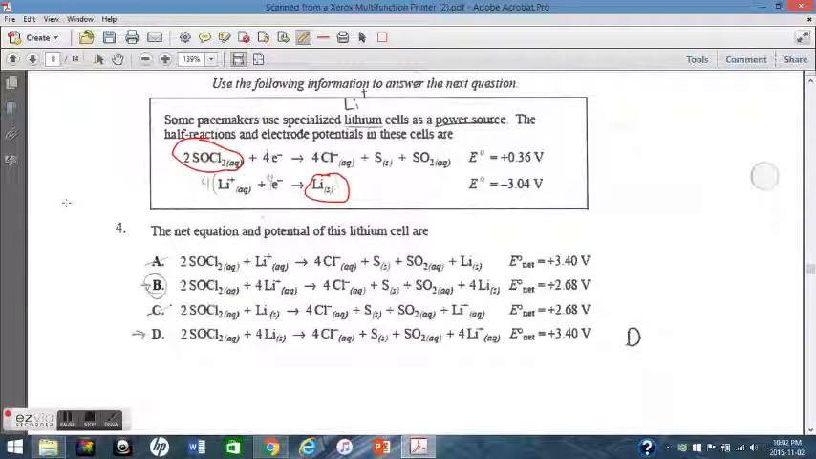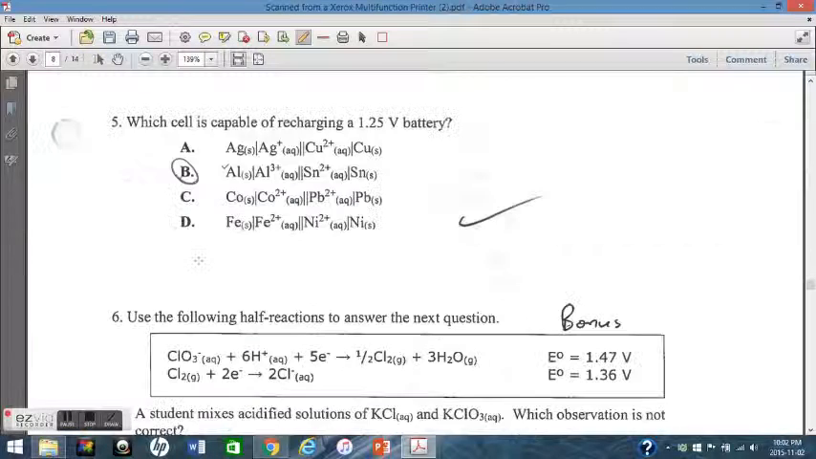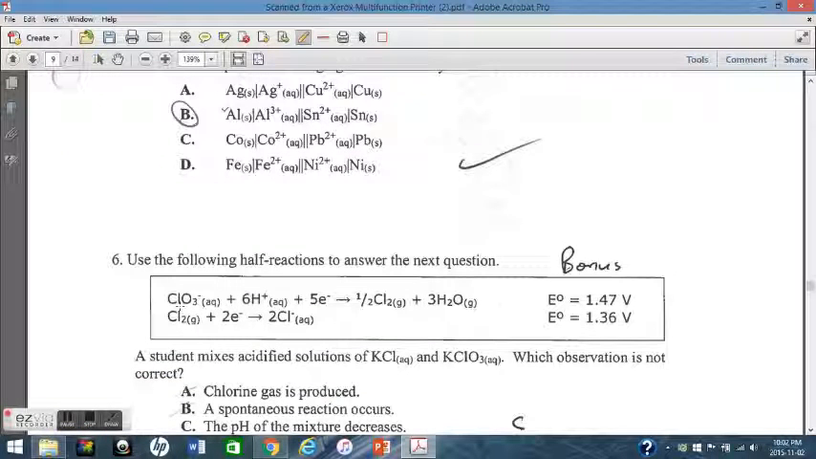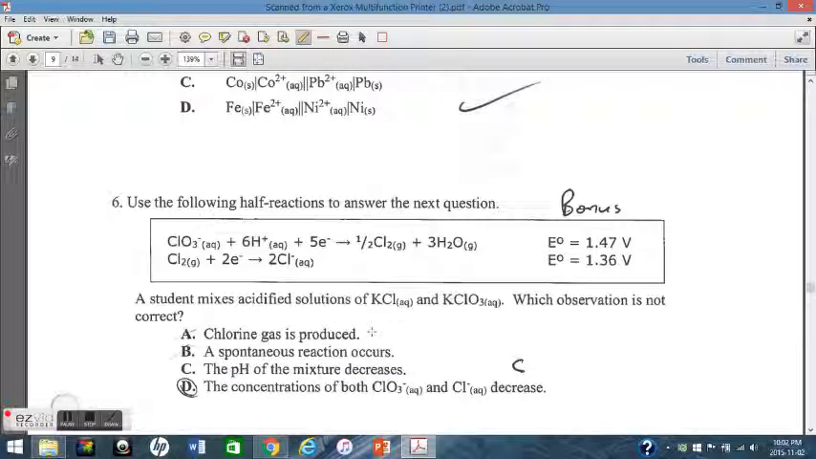Chlorine gas, again, would be produced. This goes with the same thing as this question up here. You have to flip the chlorine one, and so you've got chloride being turned into chlorine gas. So that, yes, that's true. It's produced. Yes, it's spontaneous, because your oxidizing agent here is higher up the list than your reducing agent.